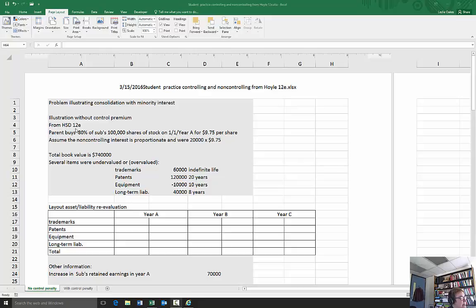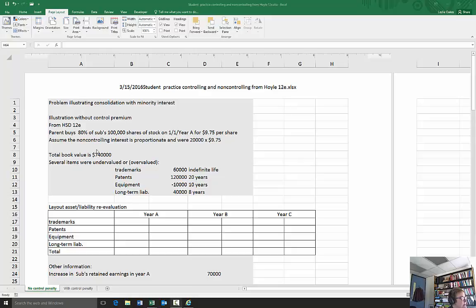The parent buys 80% of the sub's 100,000 shares on 1-1-A for $9.75 per share. And we assume that the non-controlling interest is proportionate, and that would constitute 20,000 shares, and they were selling for the same price. So in other words, the price that the parent or majority owner paid is not higher than the price per share that the non-controlling interest paid.